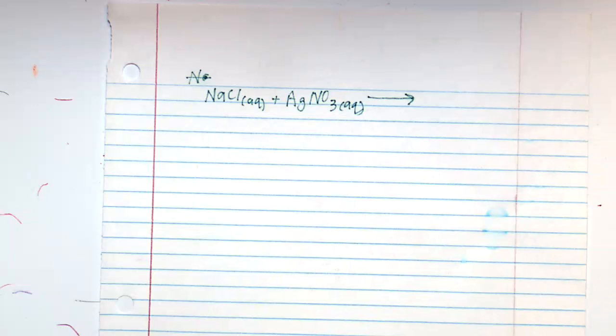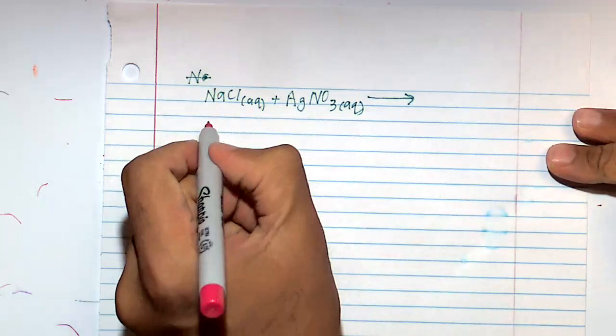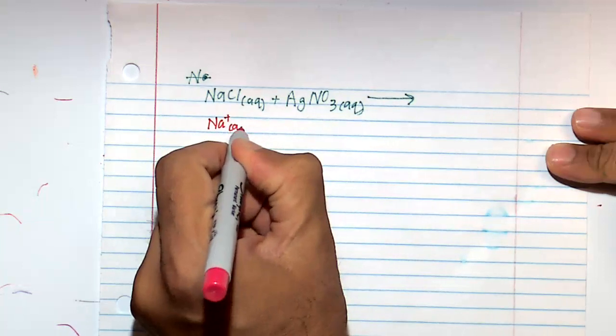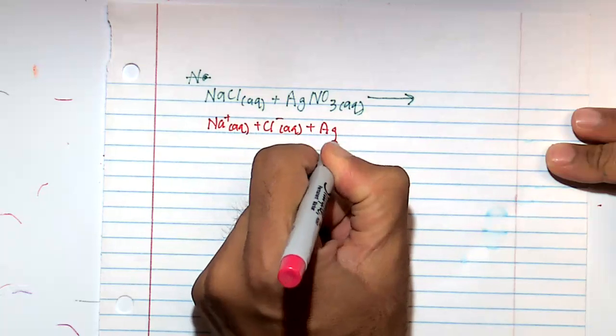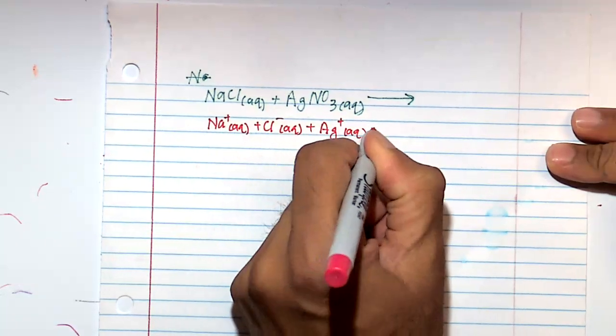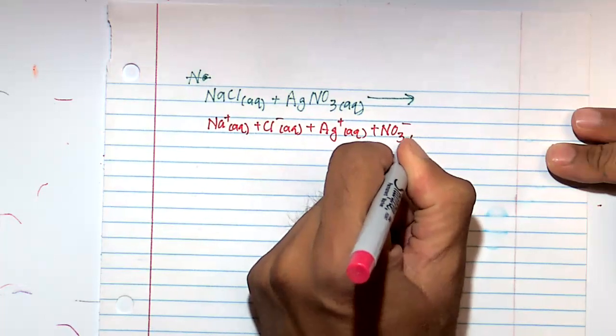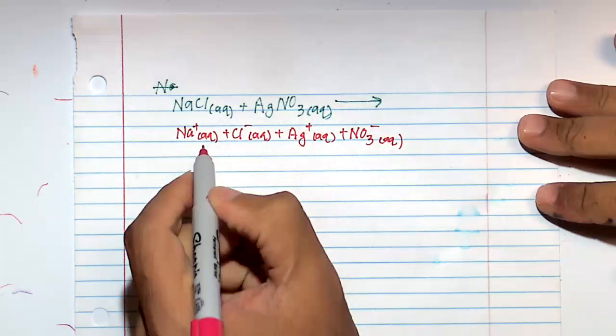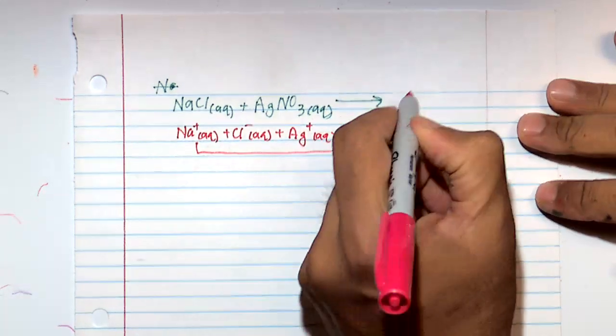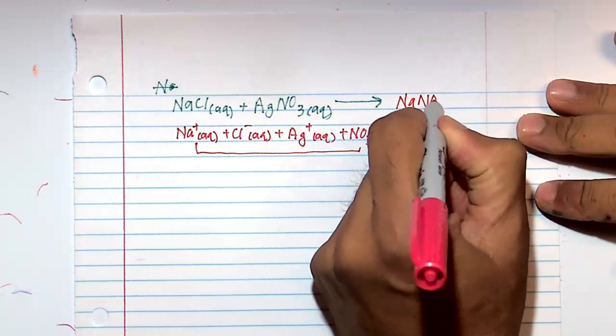If you remember from the solubility table, all nitrates are soluble, and sodium chloride is also soluble. So this is nothing more than Na+ aqueous plus Cl- aqueous, and this is nothing more than Ag+ aqueous plus NO3- aqueous. Without having to go into the solubility table, NaNO3 is aqueous because all nitrates are aqueous.